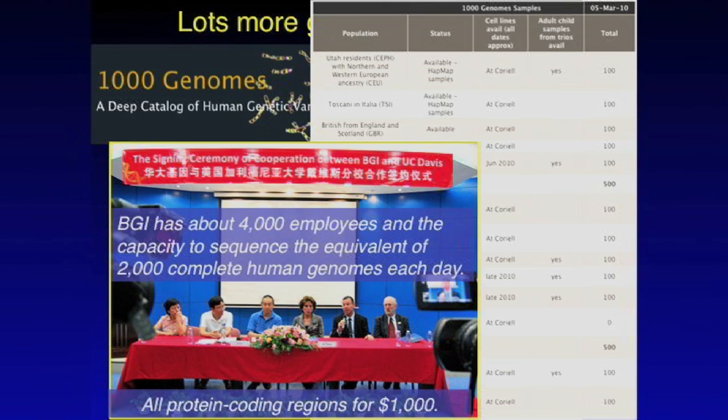And even my own UC Davis is part of this. We just recently partnered with BGI. BGI, formerly the Beijing Genome Institute, is the largest sequencing entity on the planet. They have about 4,000 employees, and they have the capacity to sequence about 2,000 complete genomes each day. So they don't just do human genomes, they do a lot of things. They do trees and rice and plants and other kinds of things. But if they were just doing human genome sequences, they could do 2,000 a day.